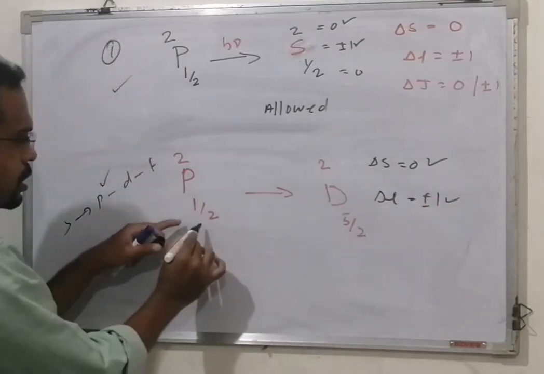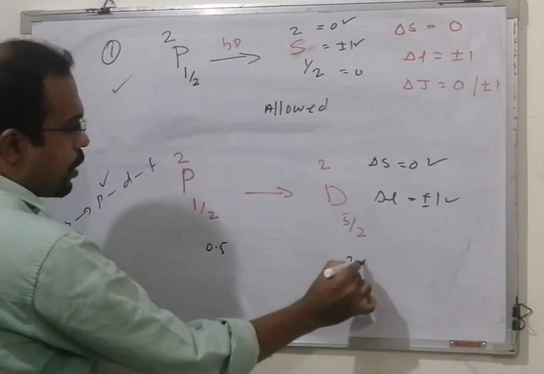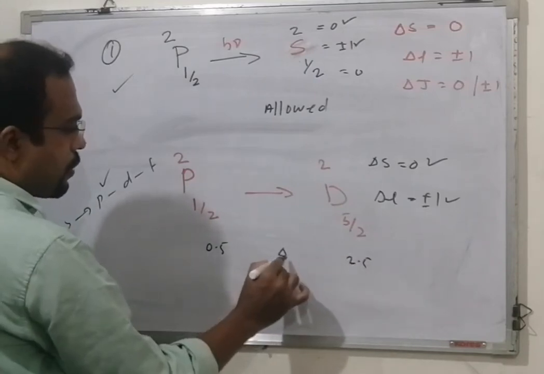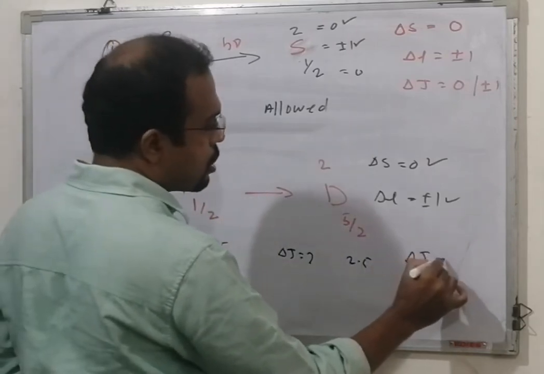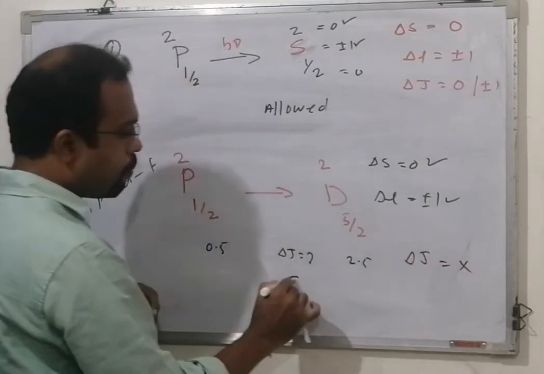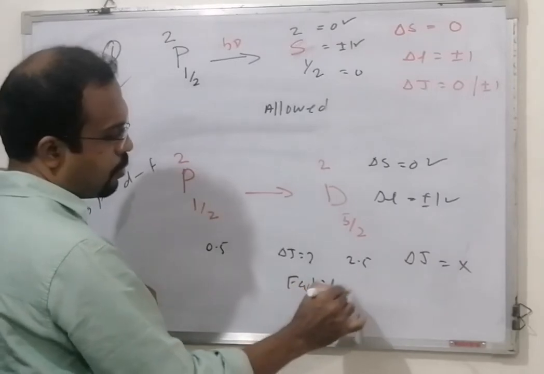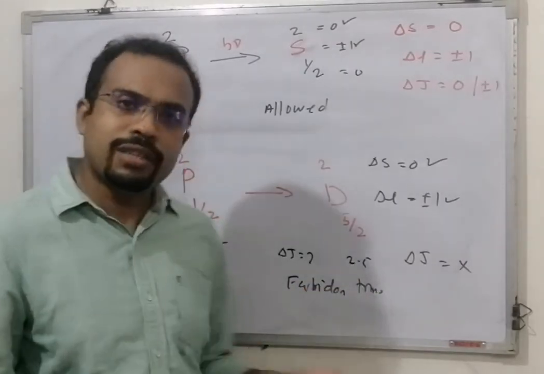But here, this is 0.5, this is 2.5. What is the difference? The difference is delta J equal to 2, not allowed. Delta J failed, not allowed. Therefore, this is a forbidden transition. Forbidden transition. Okay, students, very simple.